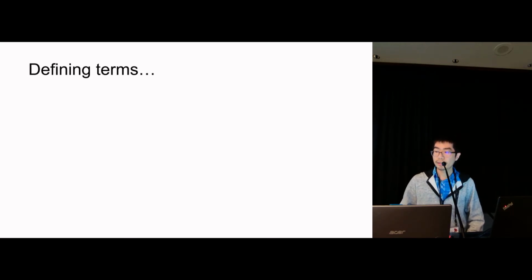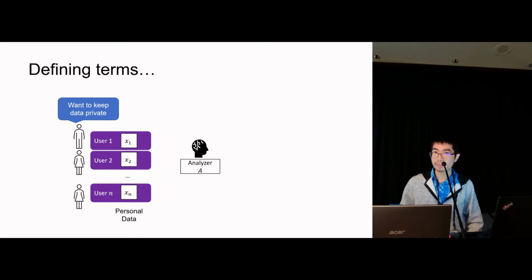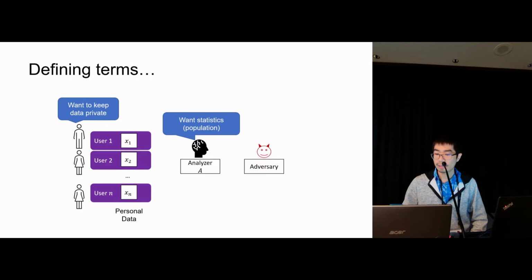So to set up this talk, I'll define some terms. Users are going to be human beings, so some raw personal data that we want to keep private. And an analyzer is something or someone who wants statistics which concern the population. And we'll consider an adversary who wants data on an individual level.